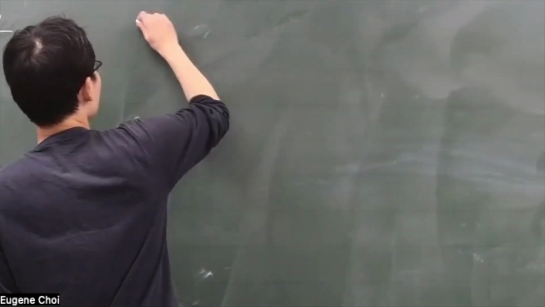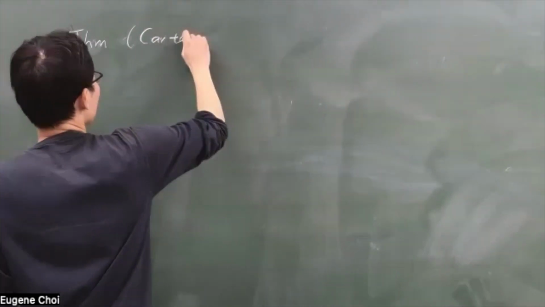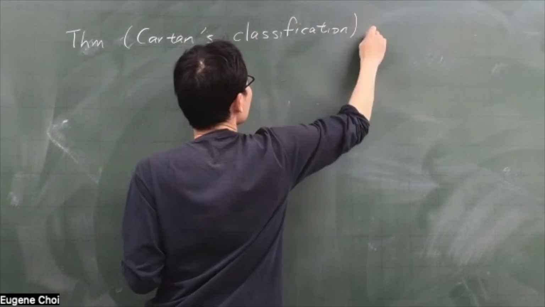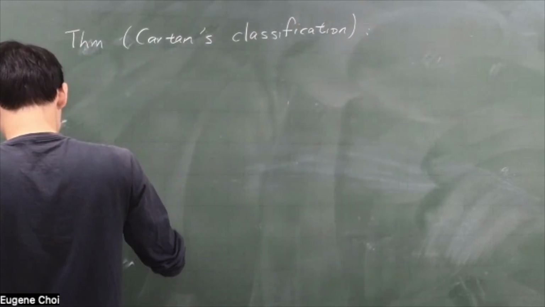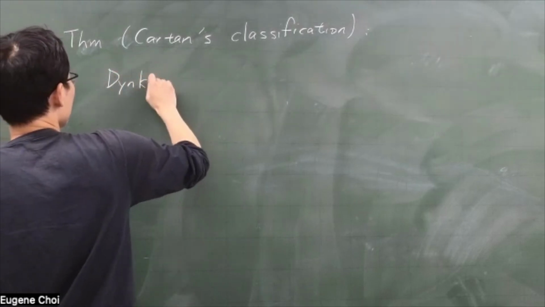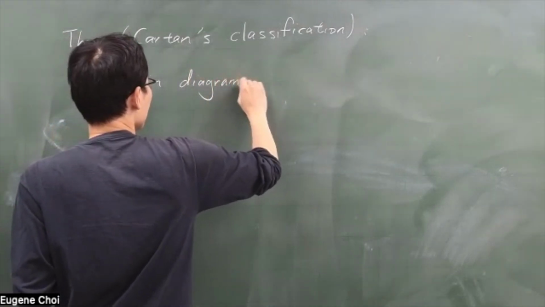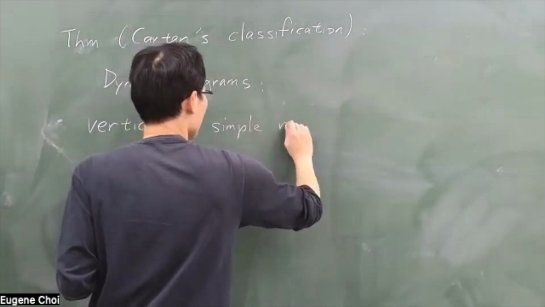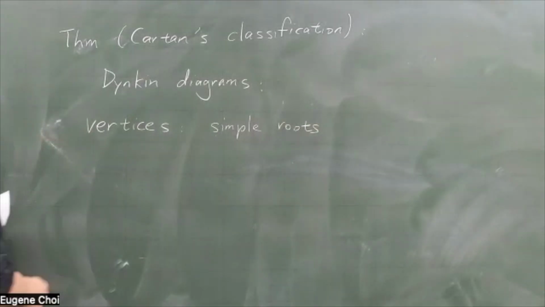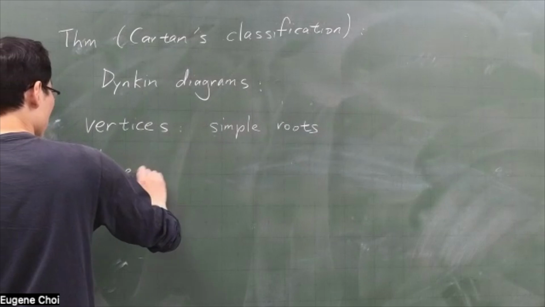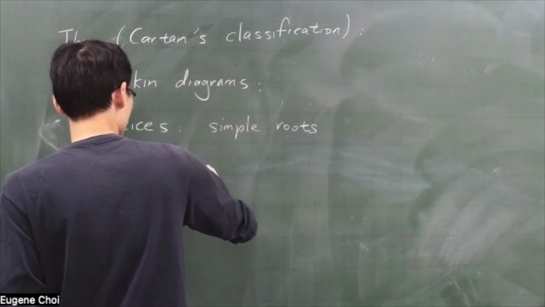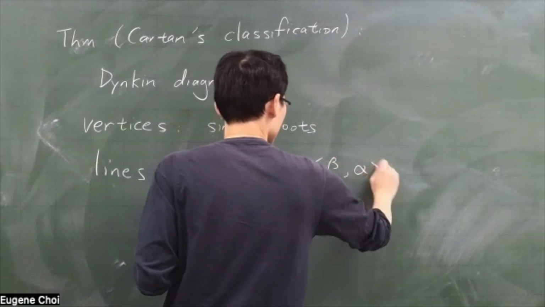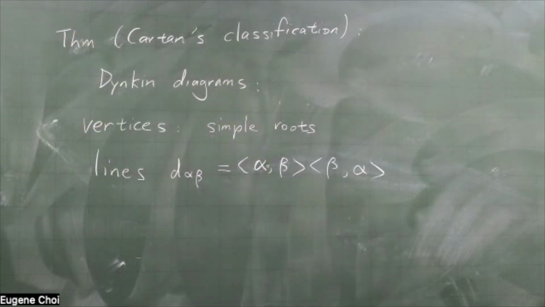This is the theorem called Cartan's classification, because Cartan classified these in his PhD thesis, which says the Lie algebras can be classified by the so-called Dynkin diagrams, where the vertices correspond to the simple roots. And then I can draw edges or arrows connecting these simple roots. So the lines, if I denote as D alpha beta, this is equal to the thing we've just seen in the lemma.